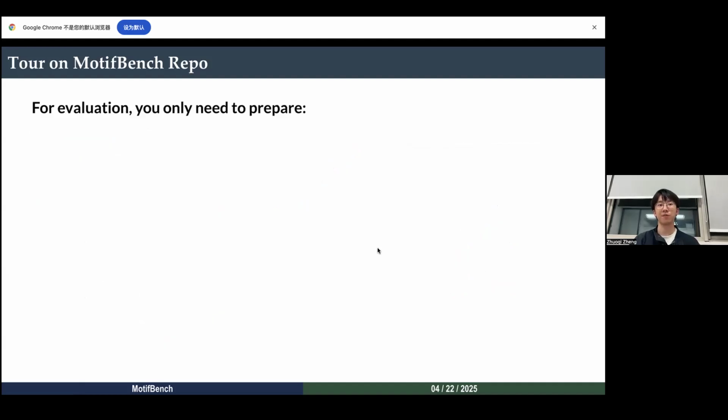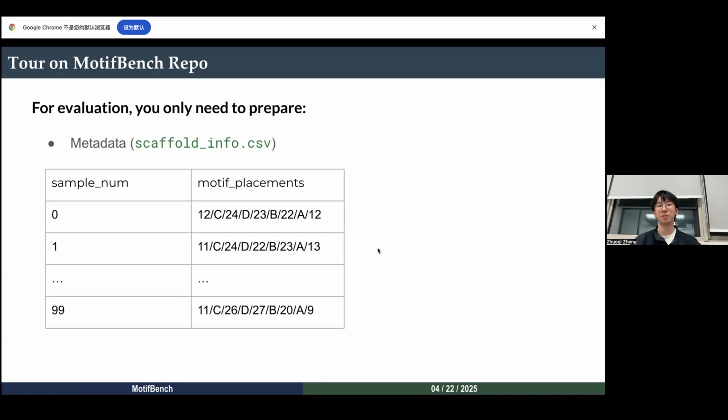So after that, for evaluation, you only need to prepare two things. The first one is the metadata, which we call the scaffold info CSV file. In the context of MotifBench, we have 100 scaffolds to be evaluated in each case. So we have the sample number here, ranging from 0 to 99, and also the motif placements, where the motifs could be placed interchangeably between the scaffolds.